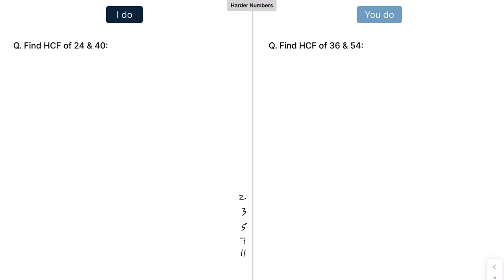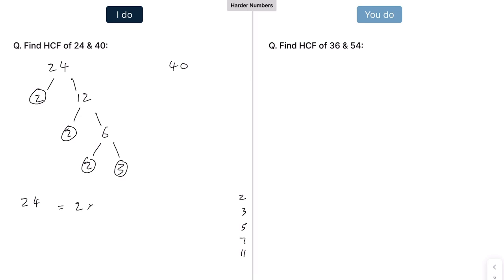Okay, so we're going to draw out the factor tree for 24. And we're going to draw out the factor tree for 40. So what two numbers do I multiply to give 24? 2 and 12. Every time you have a prime number, you circle it. So we're going to circle that 2 there. 2 and 6 gives us 12. Again, circle the prime number. And finally, 2 and 3 give us 6. So 24 as a product of these prime numbers is going to be 2 times 2 times 2 times 3. I do like to write these in order from smallest to biggest.